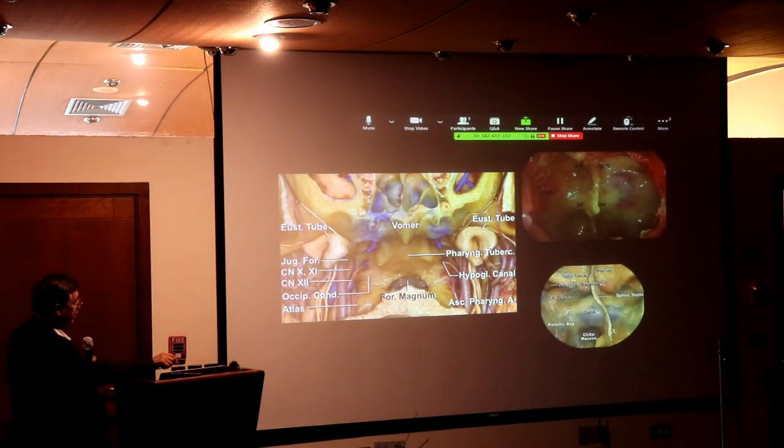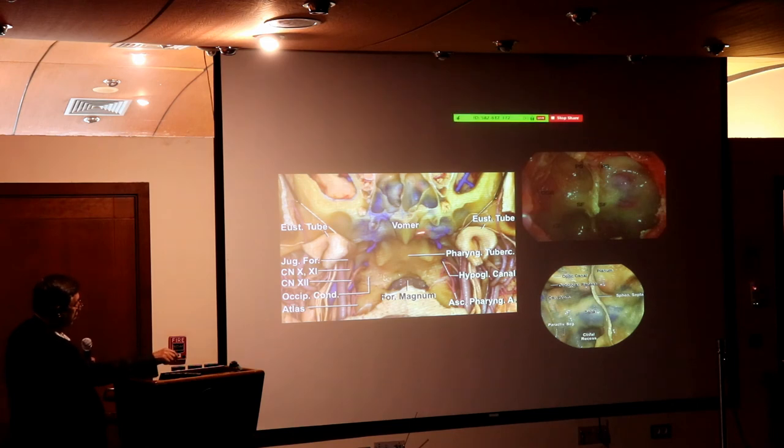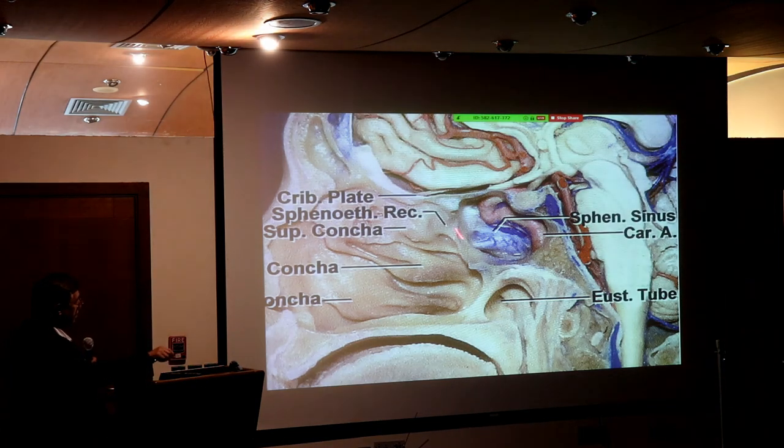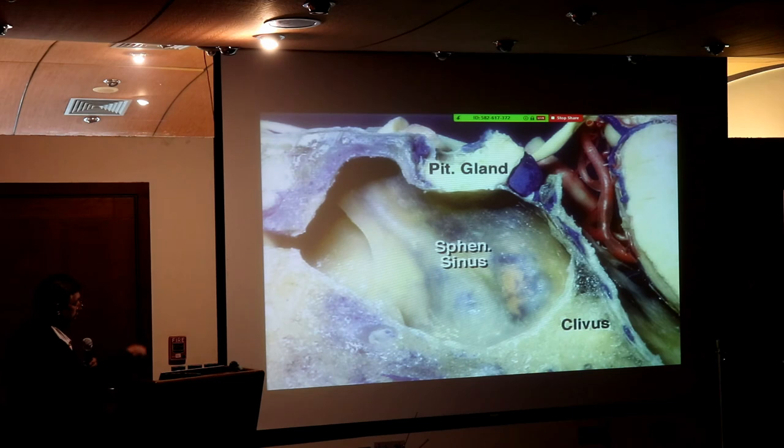Again, this is the cavernous sinus as you look at it from the front. This is the sinus, and this is the endoscopic view of the sinus, which is usually full of septae. Lateral view of the sinus, the center of the skull, with the frontal lobes above, sella on top of the body, and the cavernous sinus. Larger view of the same thing, pituitary gland in the sella, on top of the body of the sphenoid. Inside the body is the sphenoid sinus.